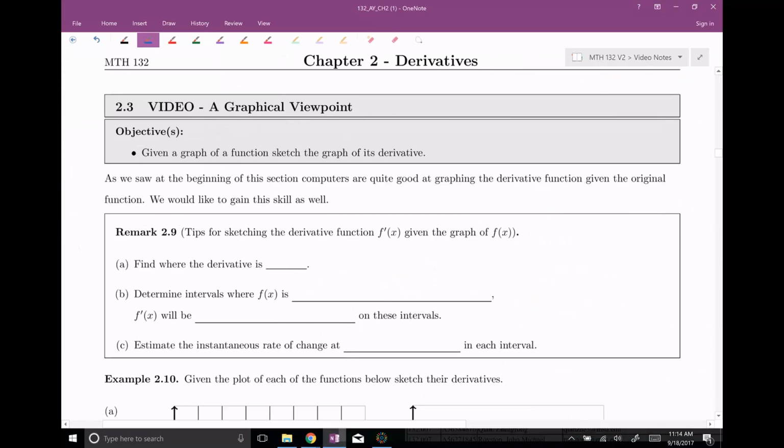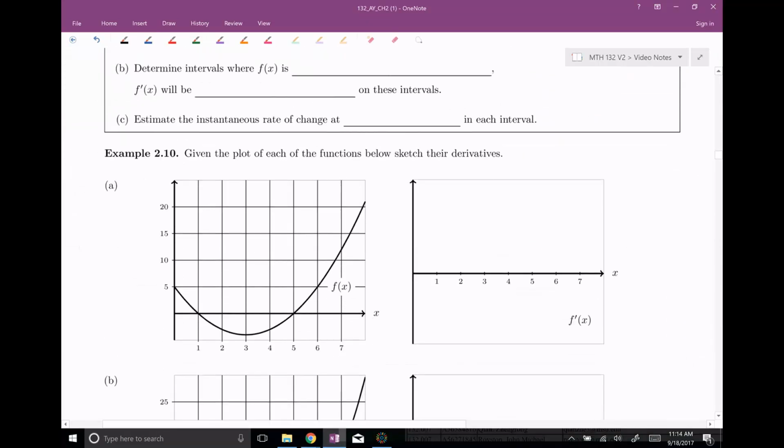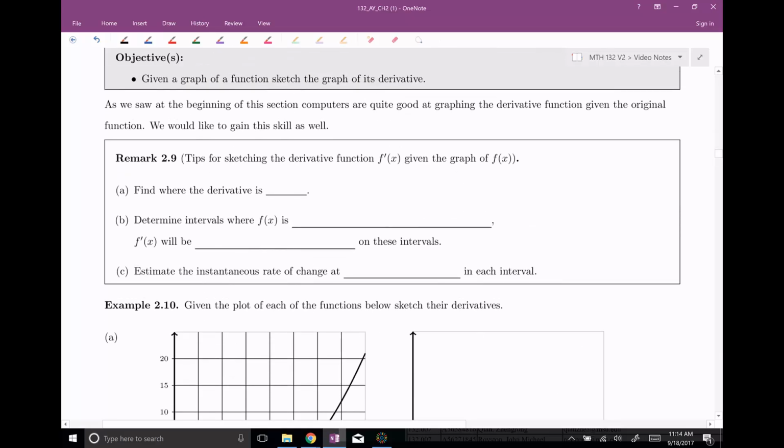And so an example that we're likely to see is something like this. Given the plot of each of these functions below, sketch their derivatives. So here's the function, and we would like to be able to sketch its derivative. And so the claim is, right, there's a technique, there's a good way to do these sorts of problems. And so I want to give you this technique up here.